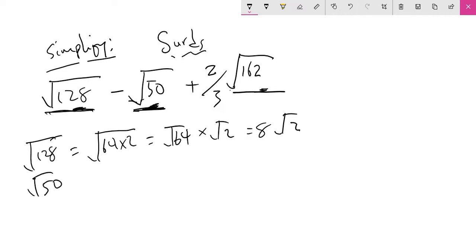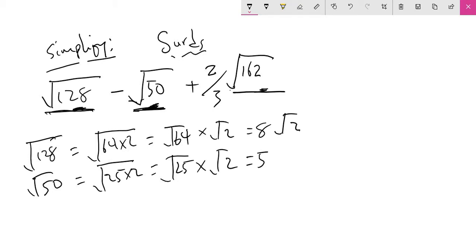Root 50 is equal to the square root of 25 times 2. 25 times 2 gives 50, and so we can break this up into root 25 times root 2. Root 25 is 5, so we have 5 root 2.